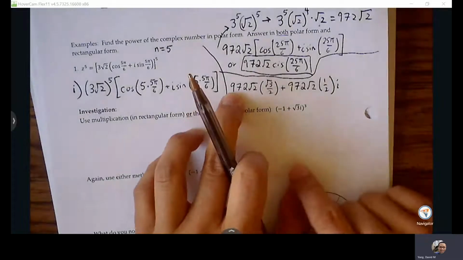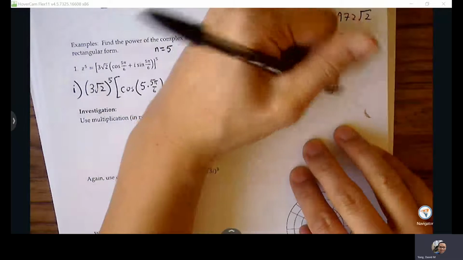Okay, do a little bit of cleanup here. This 972 divided by 2 is 486.